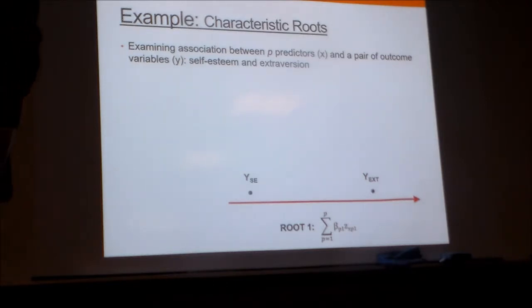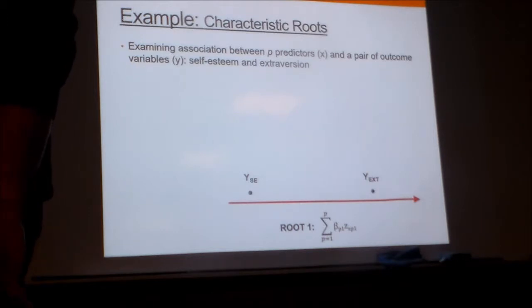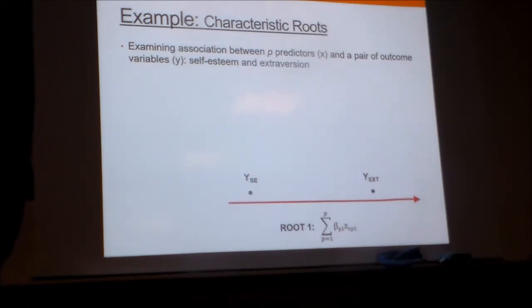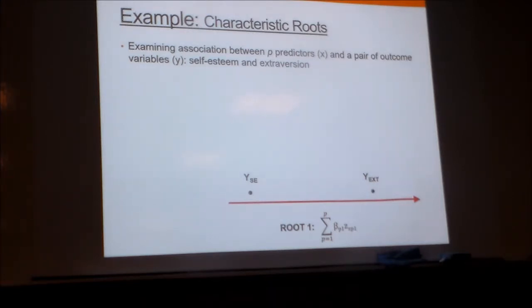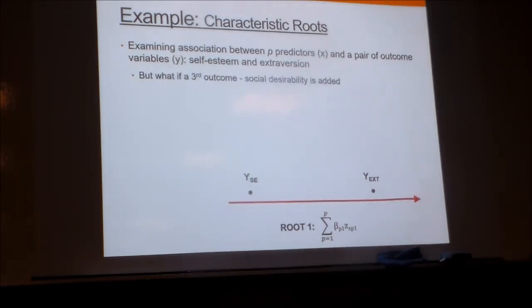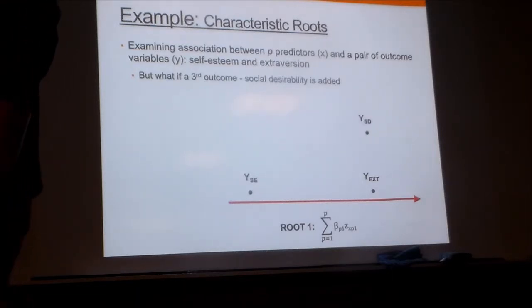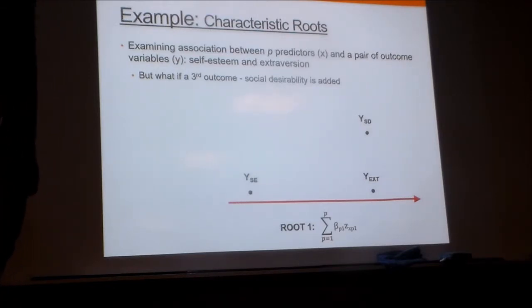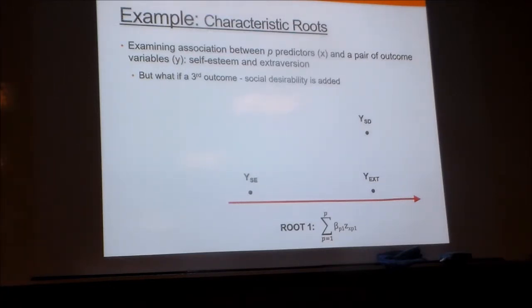Okay, and so I'm happy. So I could calculate 2 roots, but I don't need to because the one separates this and this, right? I say, okay, with this equation, this outcome is here, this outcome is here, I'm good to go. But what happens if we add a third outcome, social desirability? And if we plot social desirability in multivariate space, it's up here, okay? Now all of a sudden, can someone visualize this and tell me what's wrong with my one characteristic root?